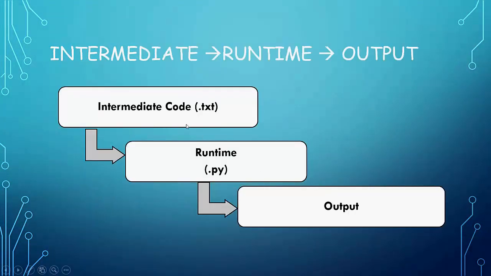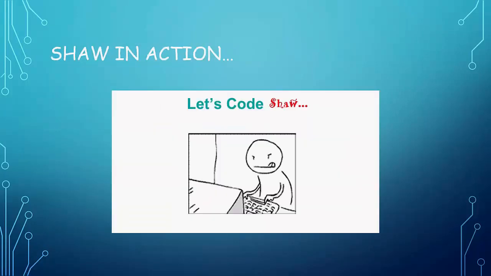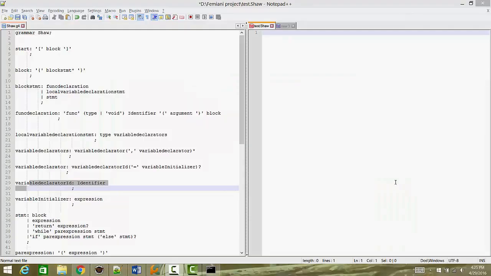This is the structure from intermediate code to output. Intermediate code will be directly provided to the runtime environment, and from there to output. This is simple, and much more will be explained during the demo. Let's get Sha into action. Let's look at the demo of our Sha.